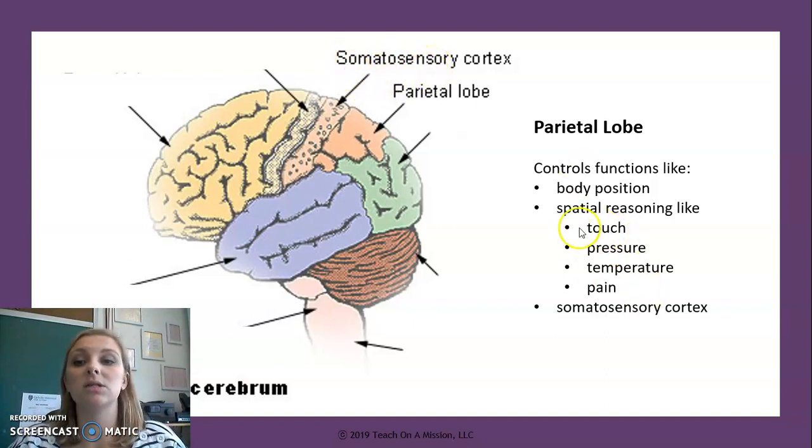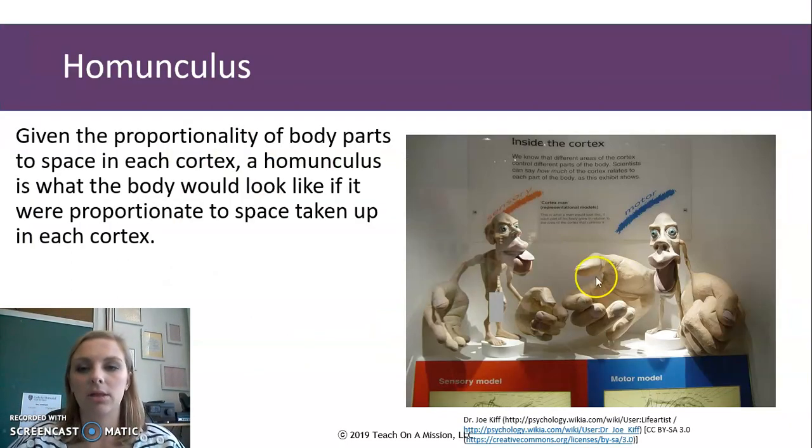So it's going to be those things like touch and pressure, temperature, pain. Again, if you stimulate parts of that sensory cortex, someone would say that, oh, hey, you're touching my arm, or you're touching my hand, or you're touching my face. If we go back and look at the homunculus, you can see that the sensory model also has large portions for those parts of our body that are very sensitive to touch, pressure, temperature.